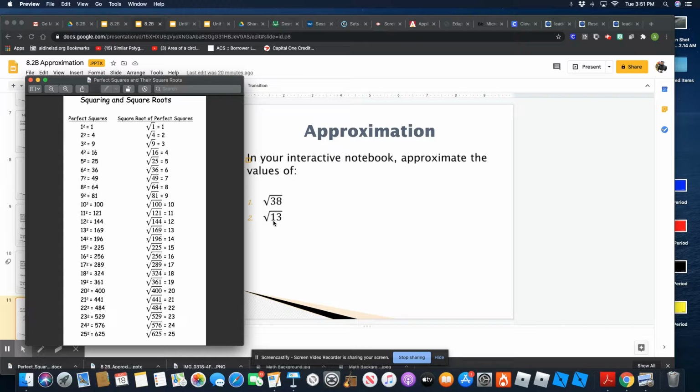The square root of 13. Again, let's find our 2 values that the square root of 13 would fall in between. If I look here, I've got the square root of 9 and I've got the square root of 16. So the square root of 13 is going to fall somewhere in between the square root of 9 and the square root of 16. I know the square root of 9 is 3. I know the square root of 16 is 4. Therefore, the square root of 13 must be between 3 and 4. And if I wanted to get a little closer, I could say that it would be slightly closer to 4.